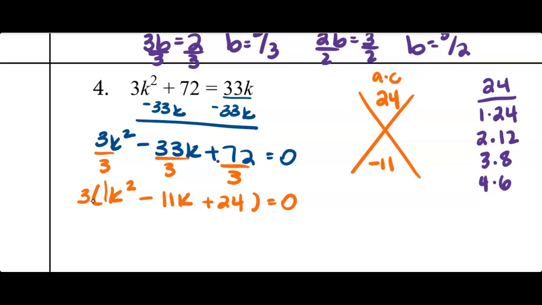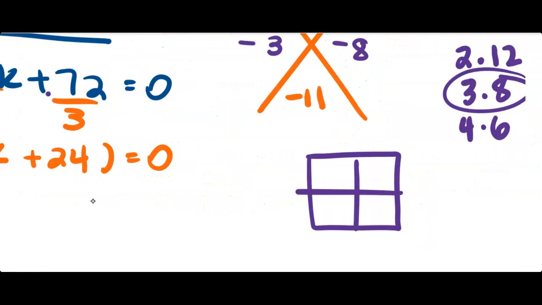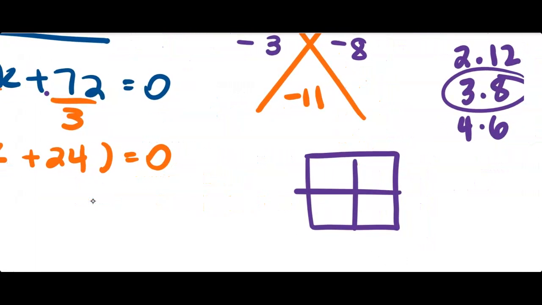Since C is positive, our signs need to be the same, and we need to add to be 11, which is 3 and 8. So it'll be negative 3 and negative 8. Since negative 3 times negative 8 is positive 24, and negative 3 plus negative 8 is negative 11. Then we will make our box. So we have k squared, negative 3k, negative 8k, and 24.